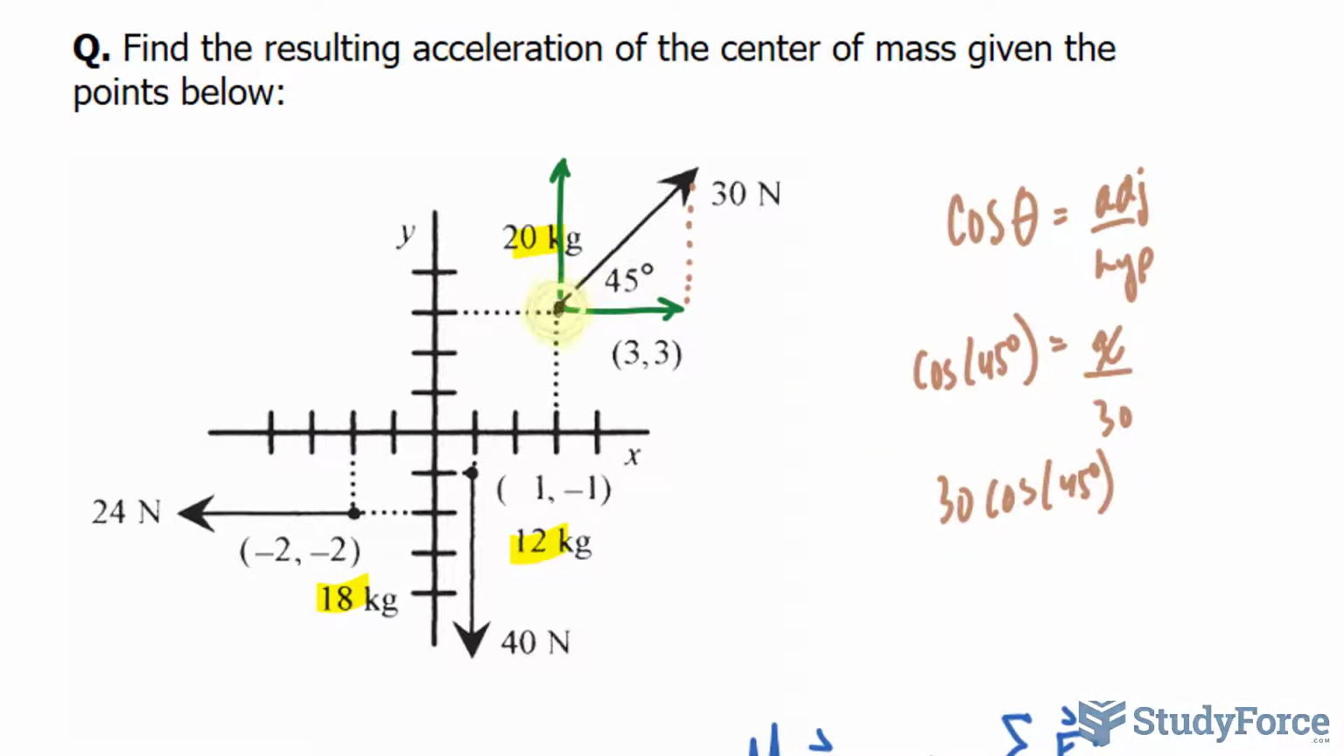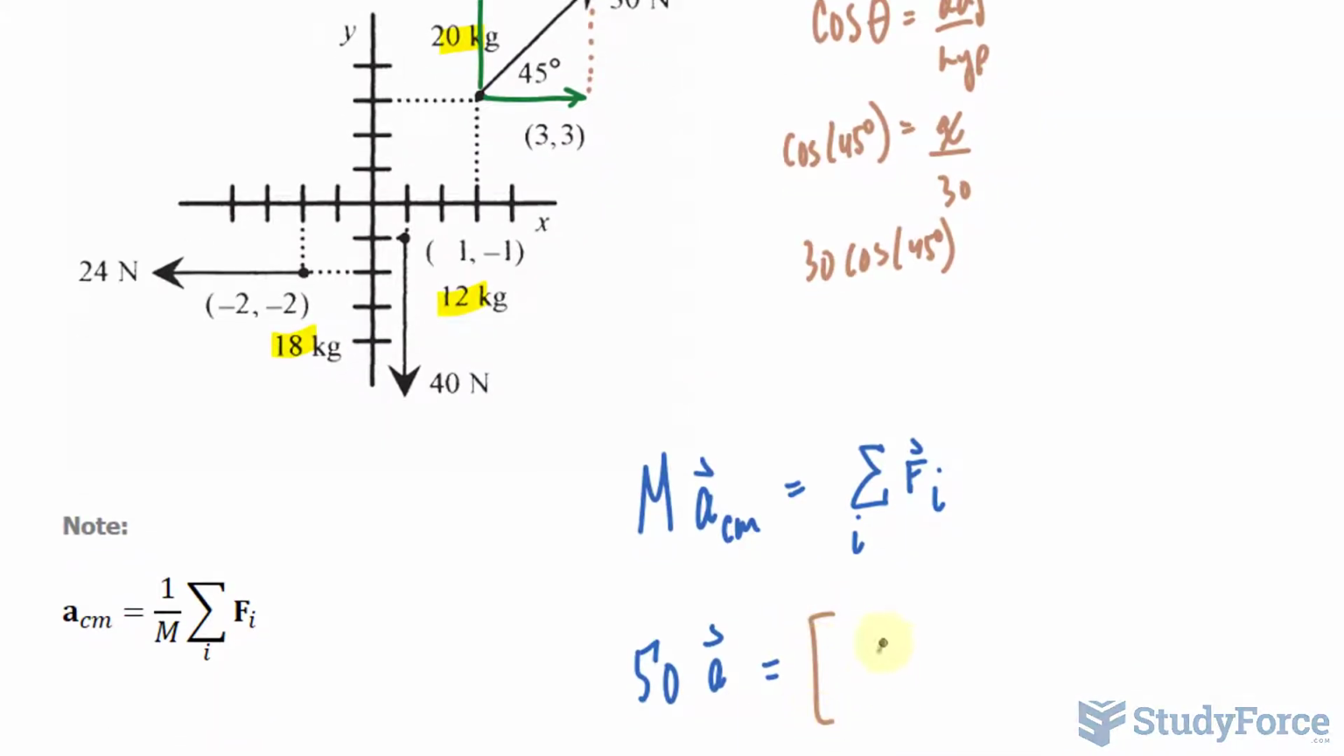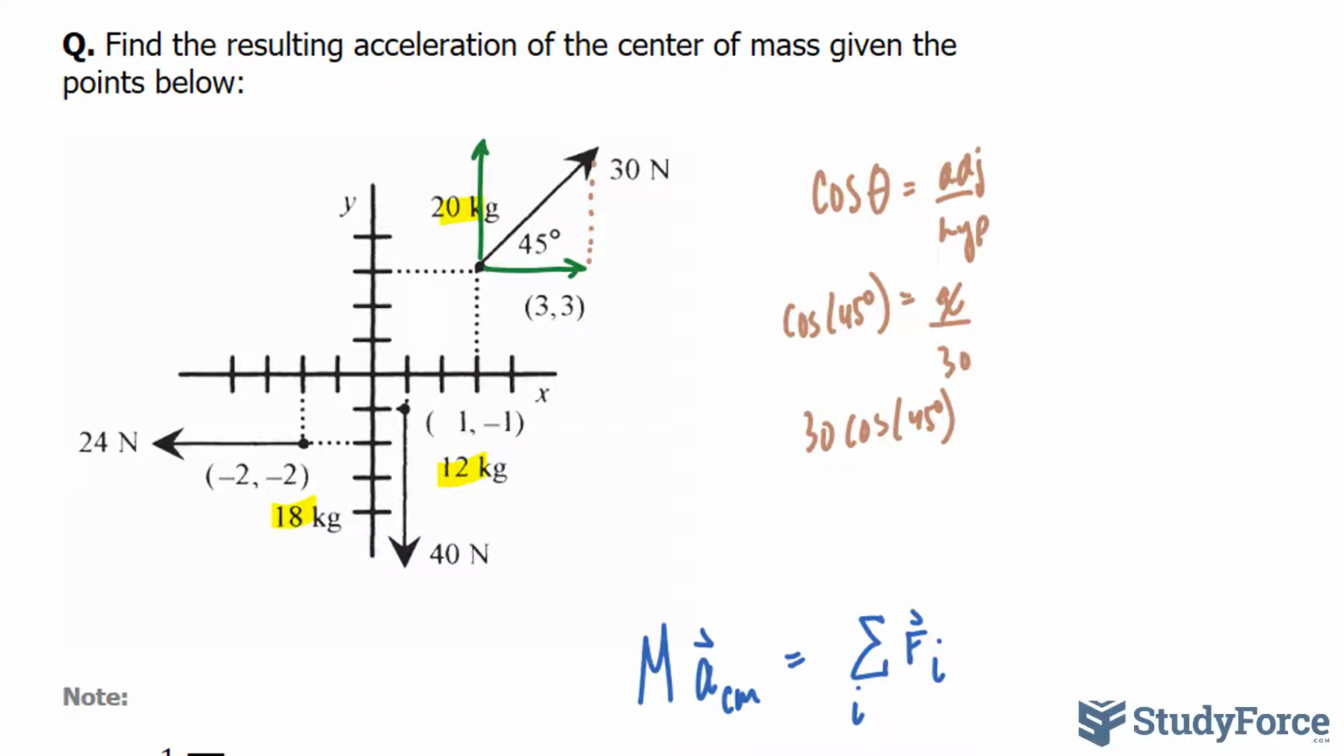Multiplying these out will give me the magnitude of that arrow. So I will write that in. I have 30 cosine 45 degrees. And since I'm breaking the vector into its components, I need to multiply all x components by the unit vector i, and all the y components by the unit vector j.